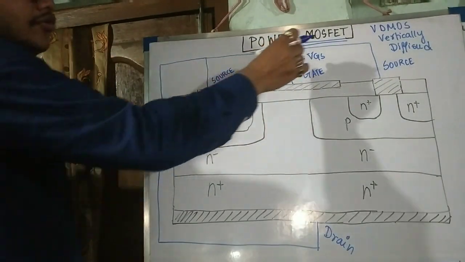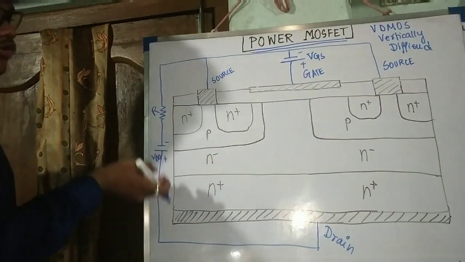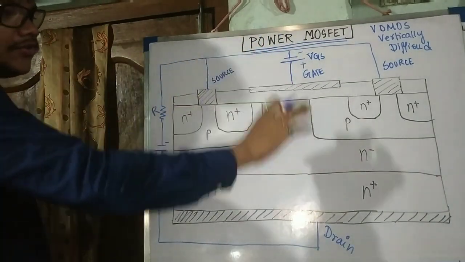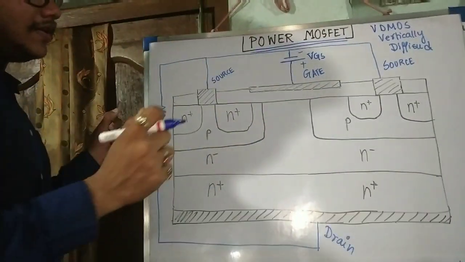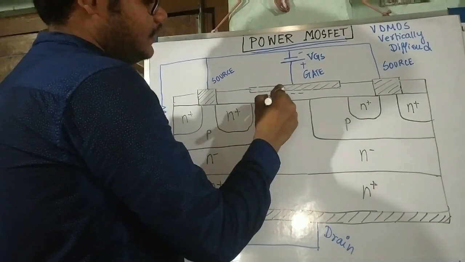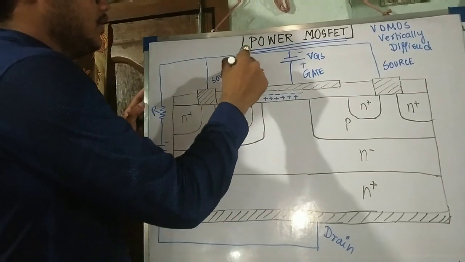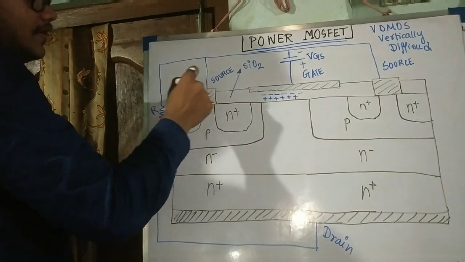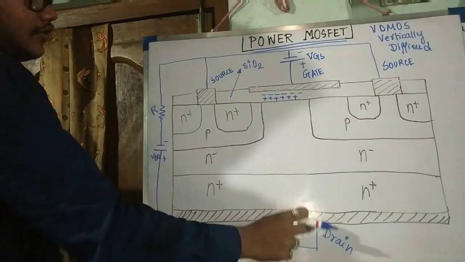Now initially, if you don't apply any VGS, that means gate to source voltage, with the source kept negative, there is no operation in the MOSFET. Now what happens if you apply some VGS? Again an electric field is produced in the insulating layer. This is the insulating layer SiO2, and you can see these are the metallic terminals. This is also a metallic terminal.